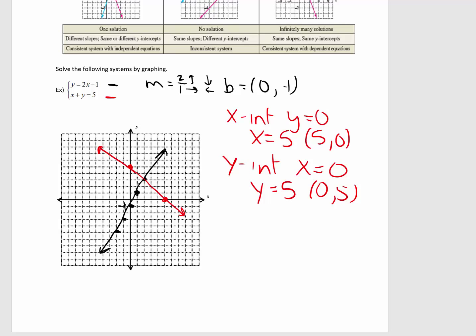Now, notice where these 2 lines intersect. That is this particular point here. And they intersect at (2, 3). Now, we better check to make sure that (2, 3) is a solution to both. Well, checking the top, we know that 2 times 2 is 4 minus 1, that is 3. And then 2 plus 3 is 5. So (2, 3) is the solution to this system.